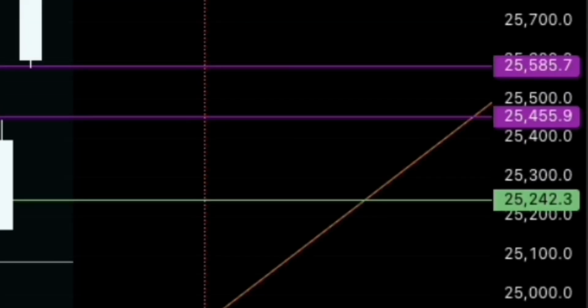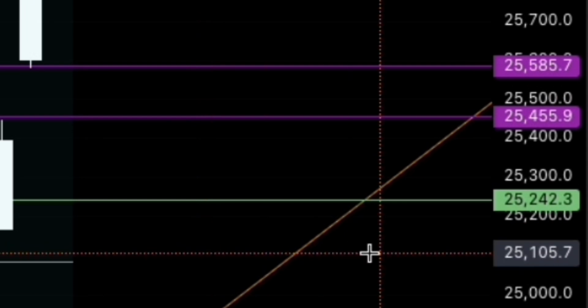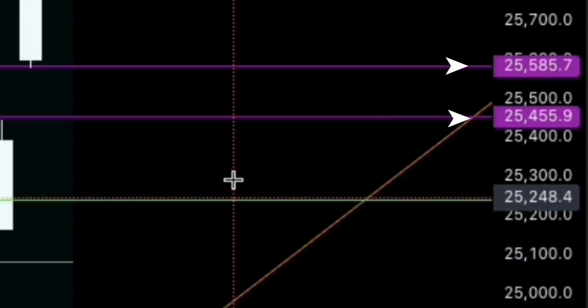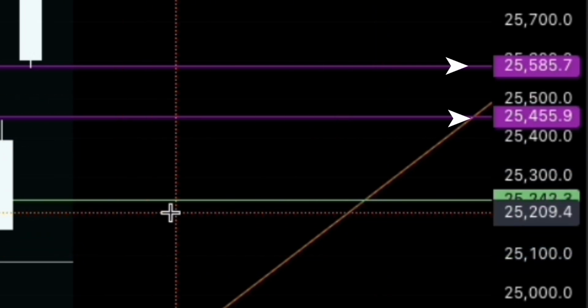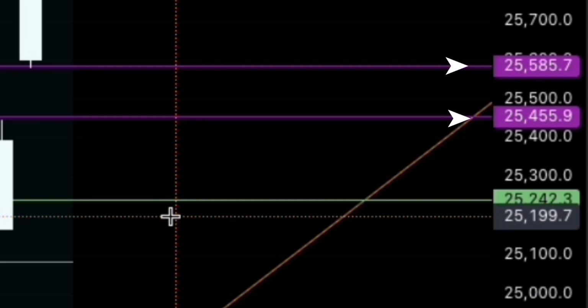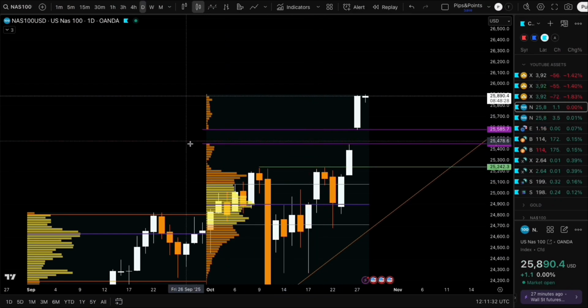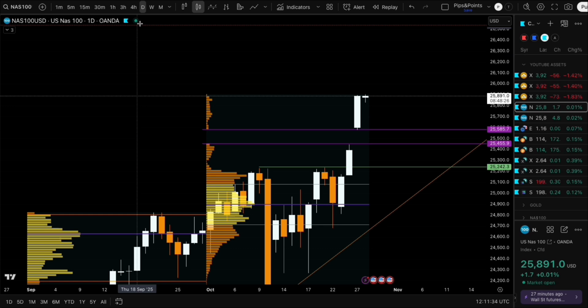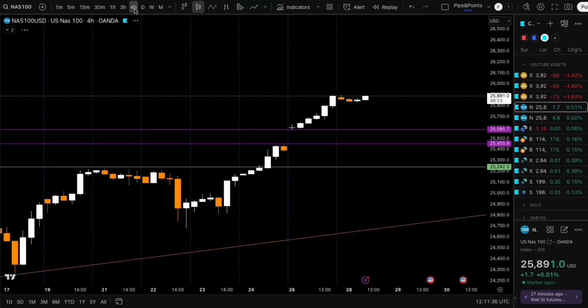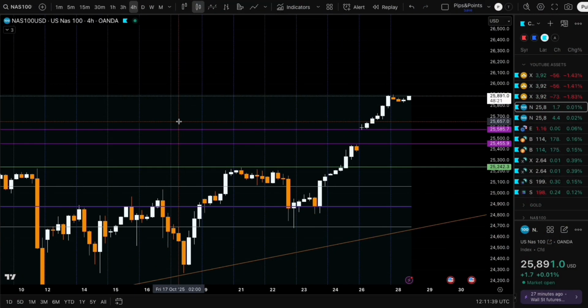So our immediate low volume node area is sitting between 25,585 and 25,455. Those two levels are our immediate low volume node area that we want to be mindful about. So with that said, I'm just going to jump into a lower time frame. First, let's try the 4 hour and see if the 4 hour has anything interesting to tell us.